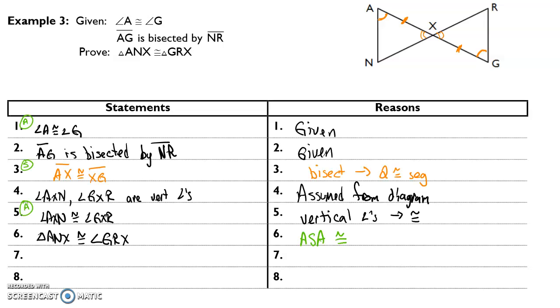And here we go. We've got our givens, then segment AX congruent to segment XG, because bisecting implies two congruent segments. I've assumed my vertical angles, then they are congruent. I have my three congruent statements. If I don't have three congruent statements, I cannot prove the triangle is congruent. Now they're congruent by angle side angle congruence.